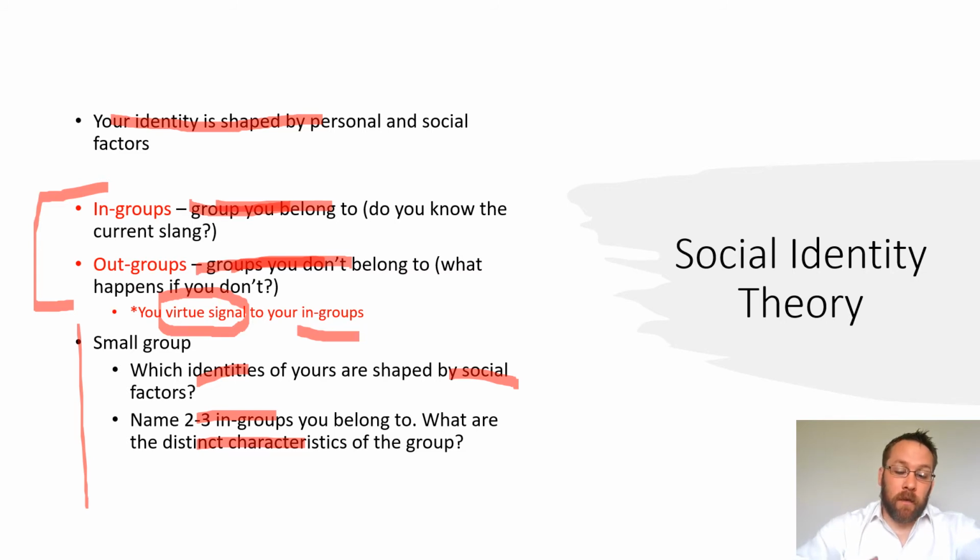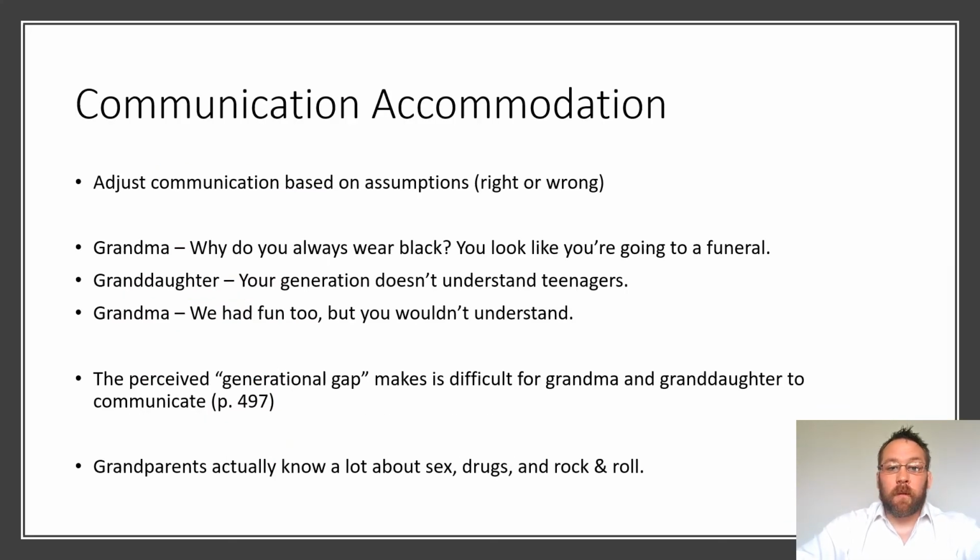We like our social groups, so we are overly accommodating. We usually defend the groups. Even if we disagree with them, we kind of go along with it. We nod our head. We might lie a little bit because we don't want to be kicked out of the group. We adjust communication based on assumptions, whether or not they're right or wrong.